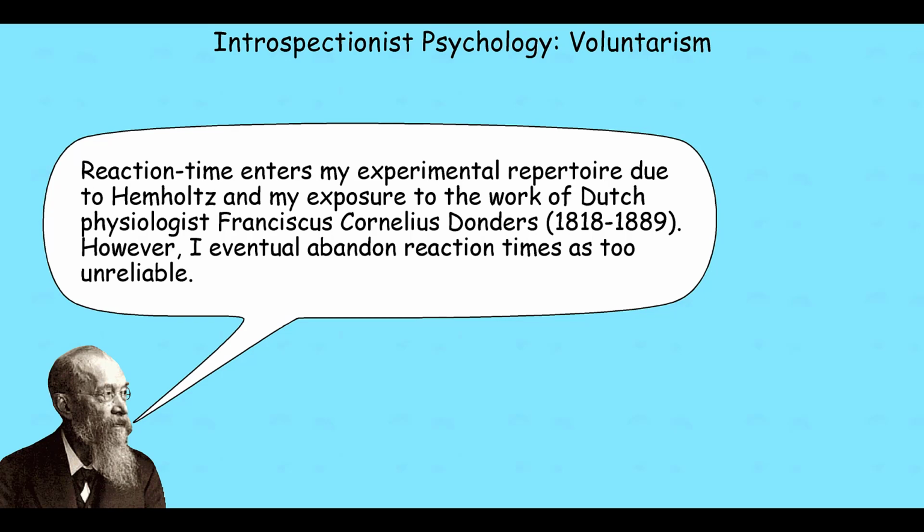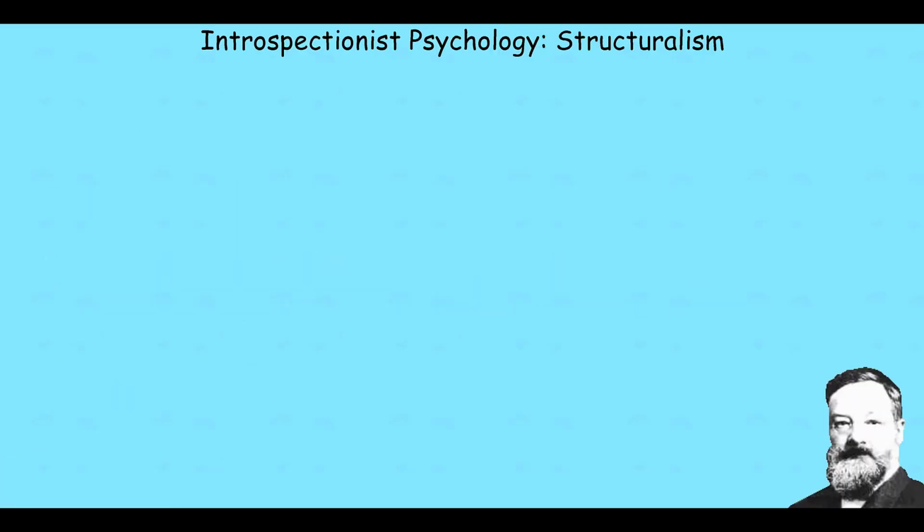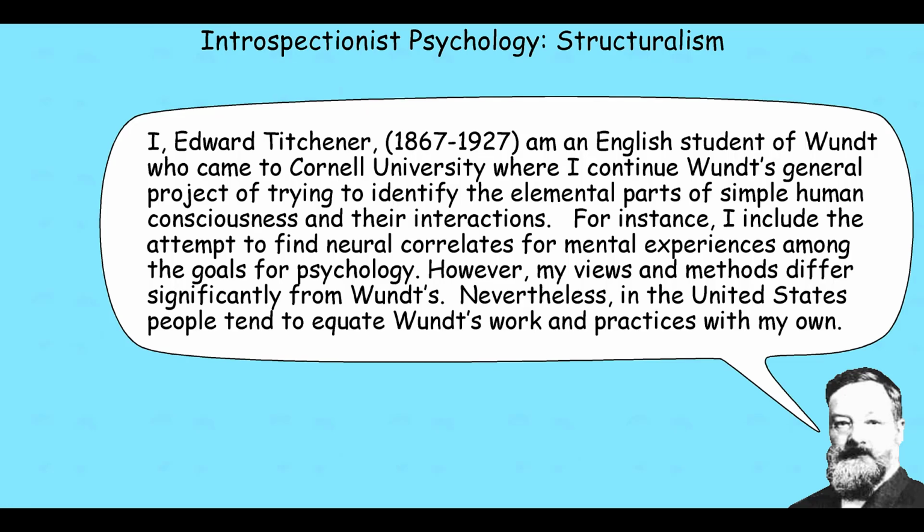While he is clever at experimental design and the development of instrumentation, he is burdened by the limitations of his ability to operationalize an enormous volume of categories in order to test his dynamical theories about their relationships and interactions. In the United States, the most prominent introspectionist psychologist is the structuralist Edward Titchener. Titchener's an English student of Wundt who goes to Cornell, where he ostensibly continues Wundt's general project of trying to identify the elemental parts of simple human consciousness and their interactions.